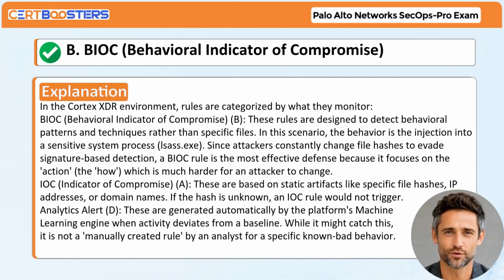IOC, indicator of compromise, A. These are based on static artifacts like specific file hashes, IP addresses, or domain names. If the hash is unknown, an IOC rule would not trigger. Analytics alert, D. These are generated automatically by the platform's machine learning engine when activity deviates from a baseline. While it might catch this, it is not a manually created rule by an analyst for a specific known bad behavior.